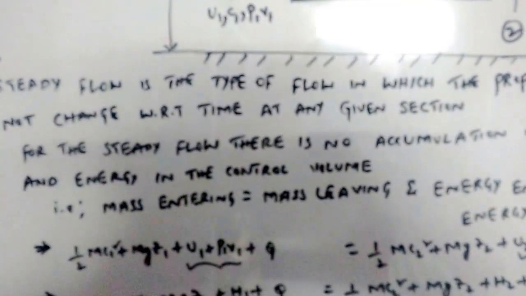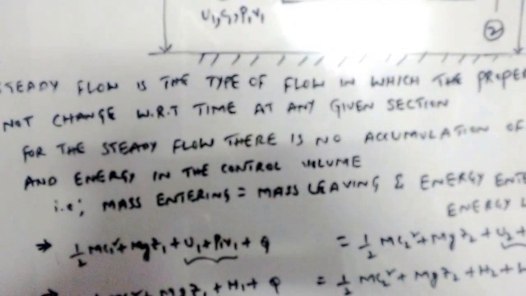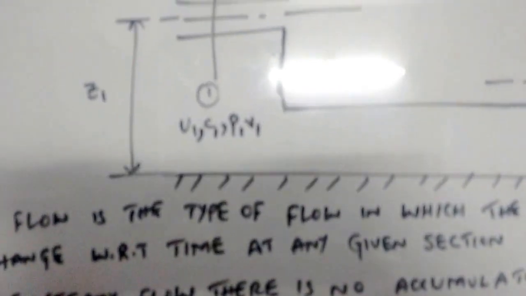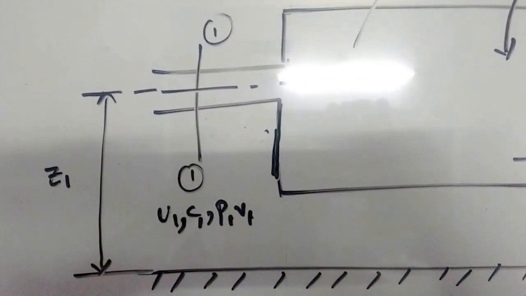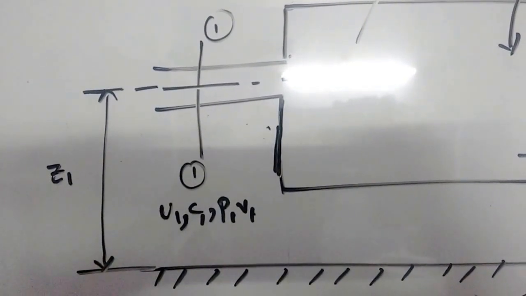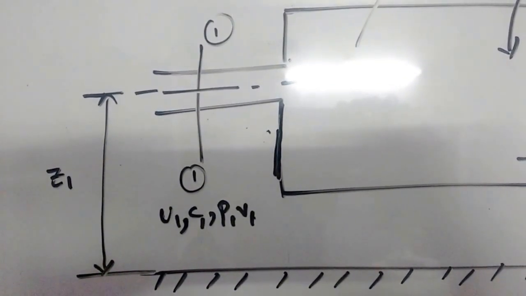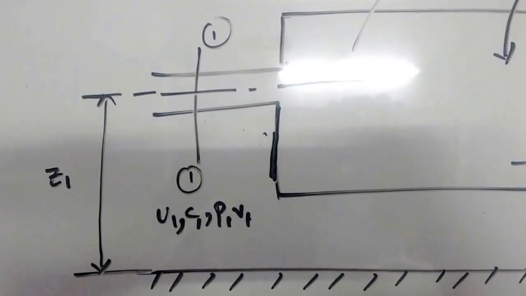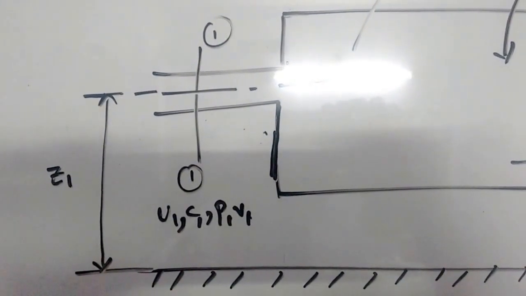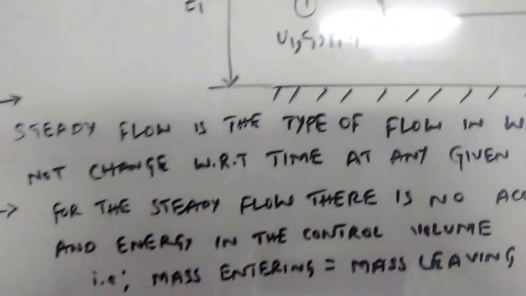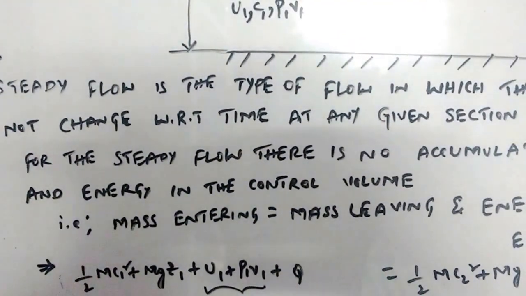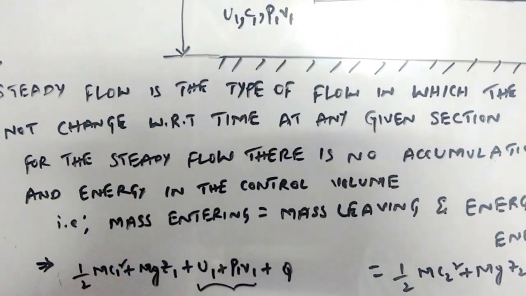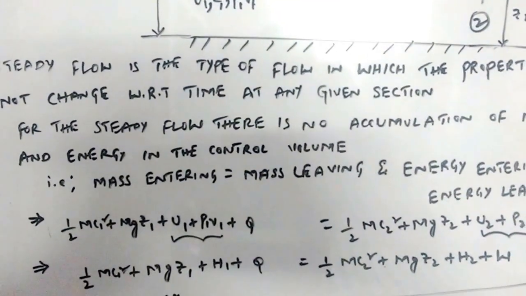Now, the definition of a steady flow: steady flow is a type of flow in which the properties do not change with respect to time at any given section. Means, if you consider section 1, let P1 be the pressure, and that pressure be 1 bar at the first minute. After 5 minutes, the pressure won't change at section 1. The pressure always remains constant. That is the meaning of this statement.